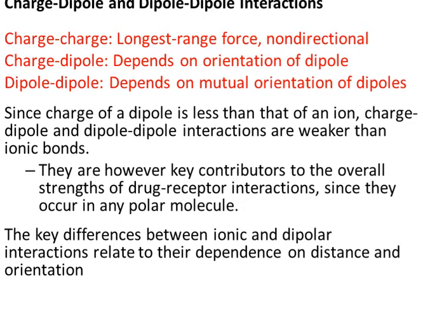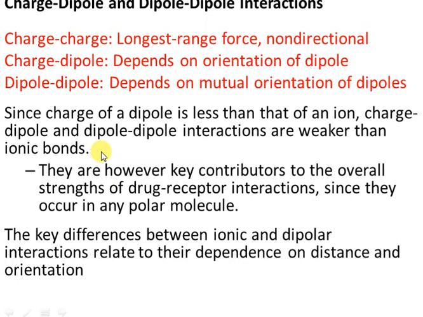The charge-charge interactions are long-range forces, not directional, so it doesn't matter what the direction is. Since the charges can attract each other, they act over long distances. In the case of charge-dipole, such interactions depend only on the orientation of a dipole, while dipole-dipole interactions depend on the mutual orientation of the dipoles. The charge of a dipole is less than that of an ion, right? That's why charge-dipole interactions are weaker than an ionic bond, and dipole-dipole interactions are much weaker than charge-dipole.